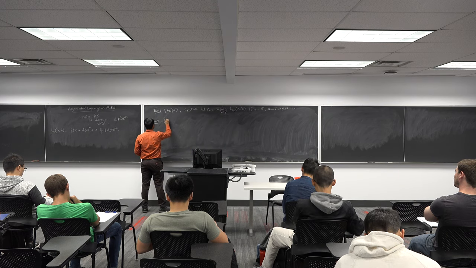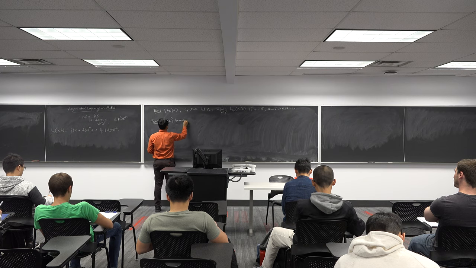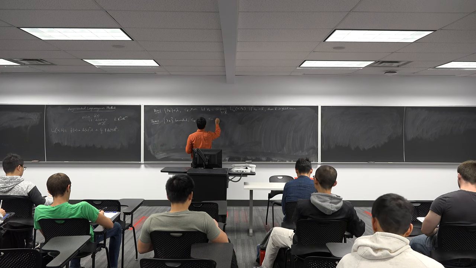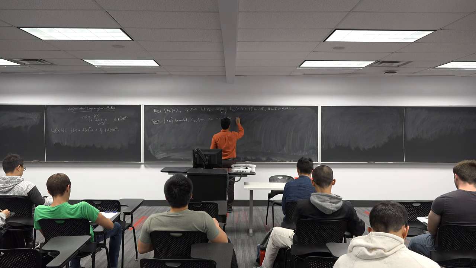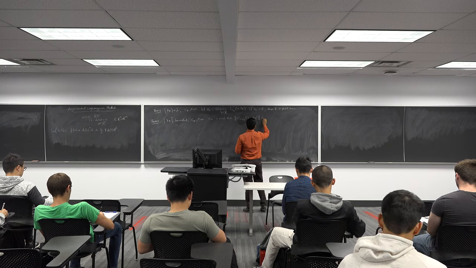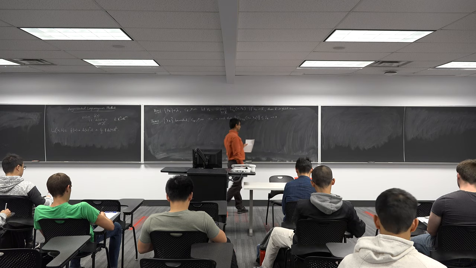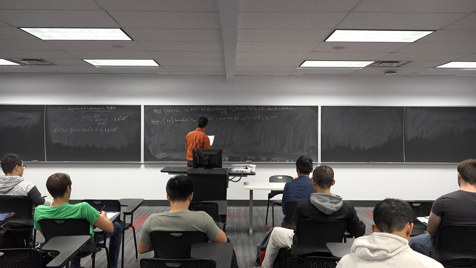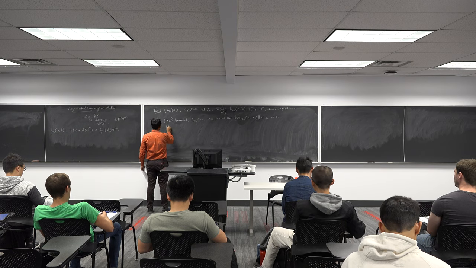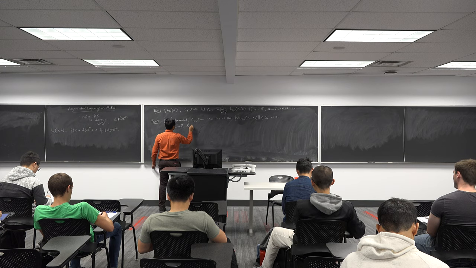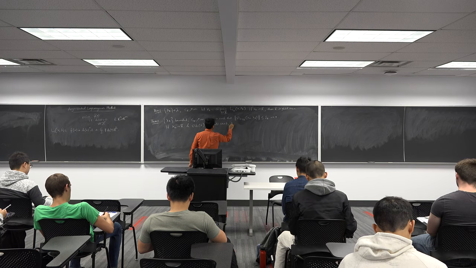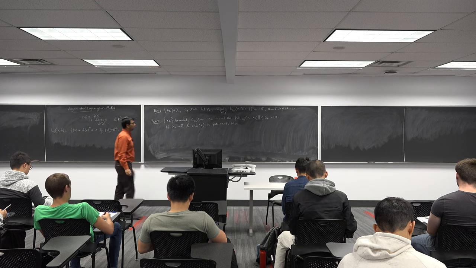And the result is as follows. Lambda k is bounded, ck grows to infinity, and xk is such that the norm of the gradient of Lc at xk, lambda k is less than or equal to epsilon k, which goes to 0 as k goes to infinity. If xk converges to x bar and gradient h of x bar is full rank, then we have two conclusions.